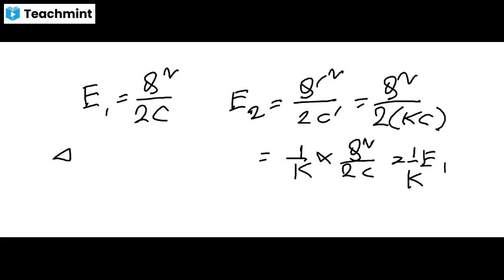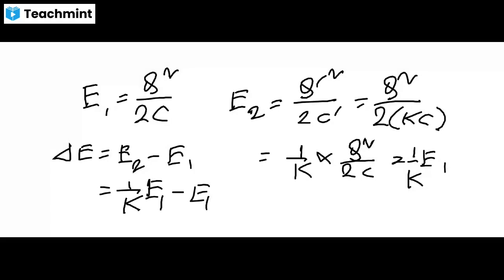From here you can easily calculate the change in energy. It is final energy stored minus initial energy. So final energy is 1 by K times E1 minus E1. Here you can take E1 common. It becomes E1 times (1 by K minus 1). So this is your final answer.